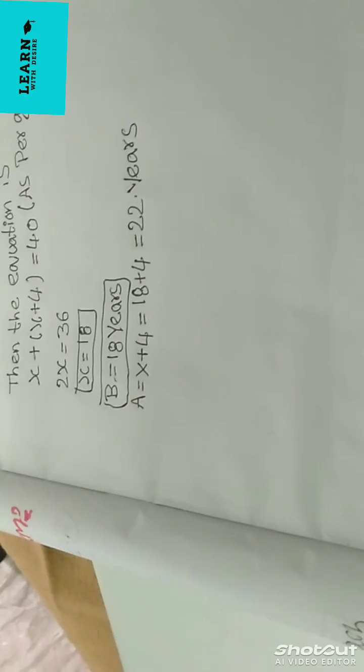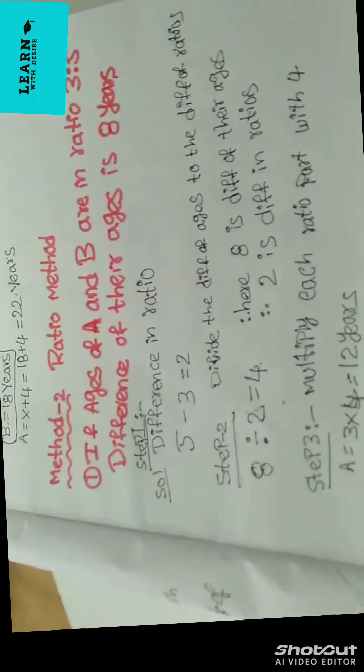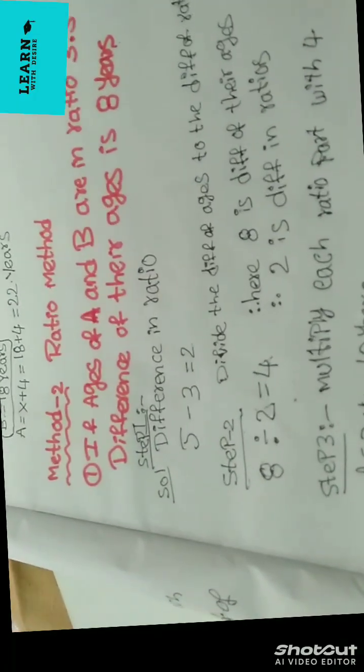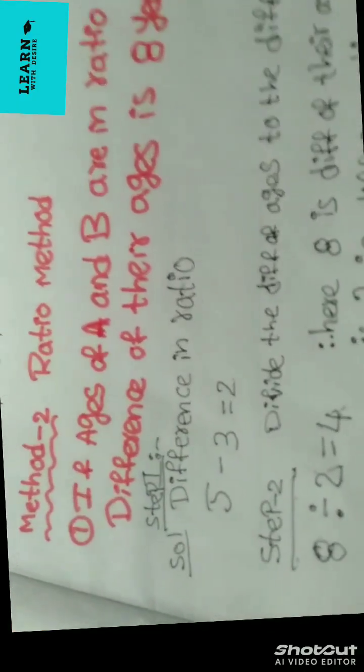And now let us find A's age. A's age is X plus 4. If we add 18 plus 4, then it becomes 22 years. In this way you can solve the problem. Now let us see the second method. The second method is the ratio method.